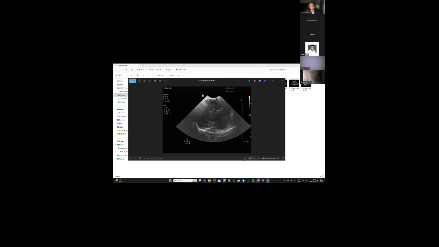So this was the best I could get. You've got C1 and C2. Then here in this we can see a little bit of the ventricles and the septum pellucidum with the interhemispheric fissure. Perfect.